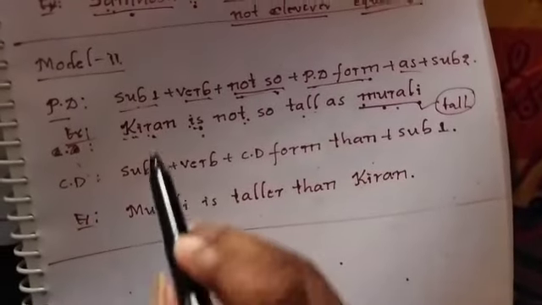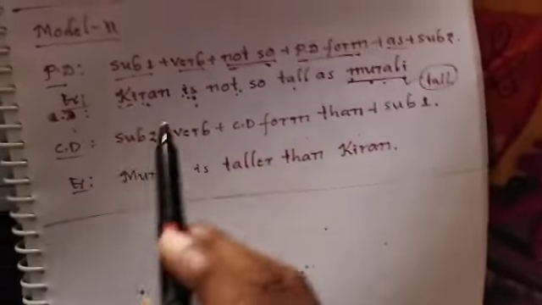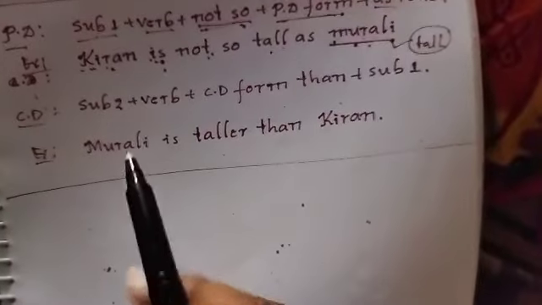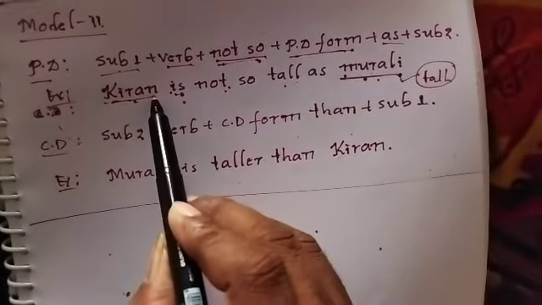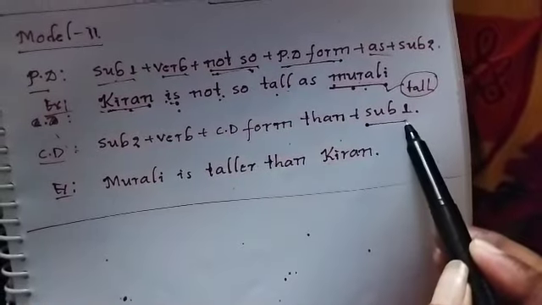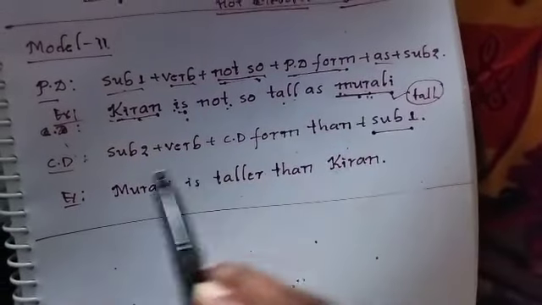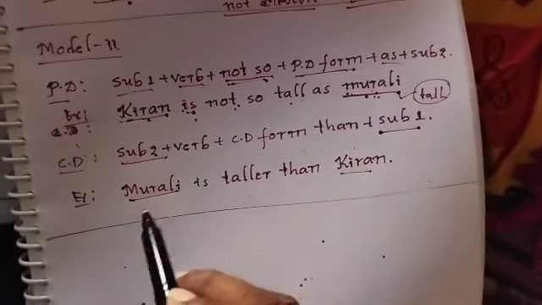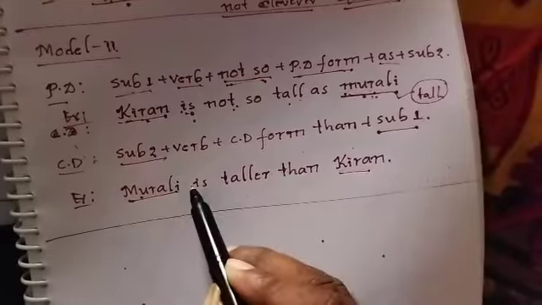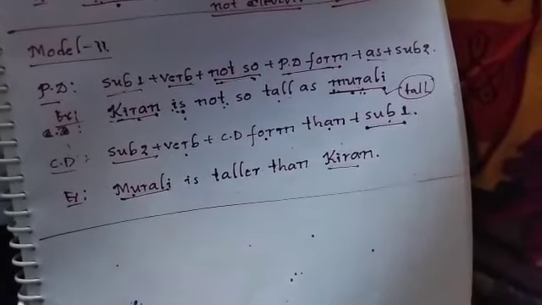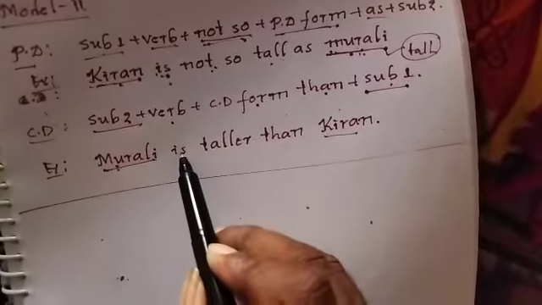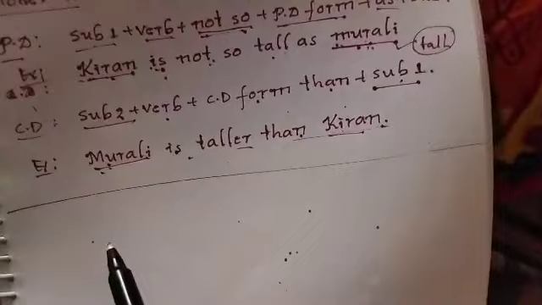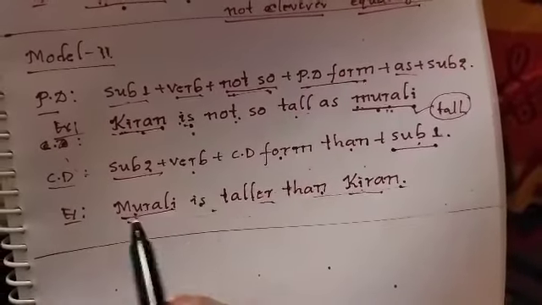Okay? So we'll change it into a comparative degree sentence. Kiran is not so tall as Murali. The sentence will change into comparative degree. Kiran, subject 1, we will write in the subject 2 place, and subject 2 will be written in the subject 1 place. So, Murali. Simple logic: we use subject, verb, CD form, than, then subject 1. So, Murali is taller than Kiran.